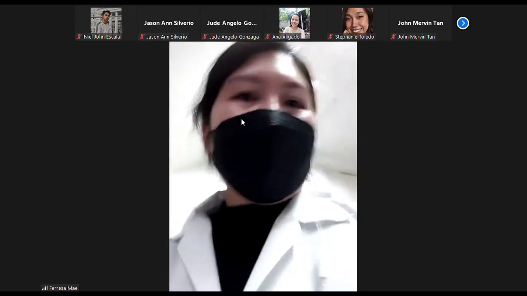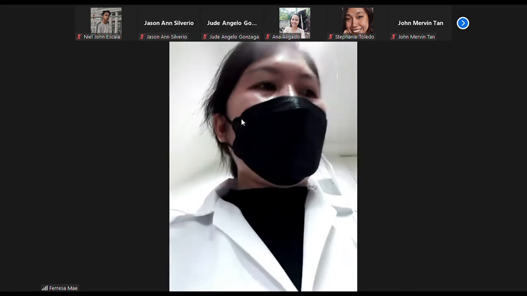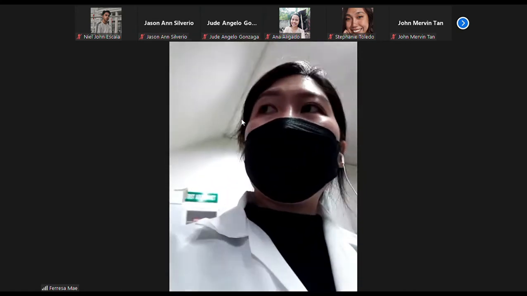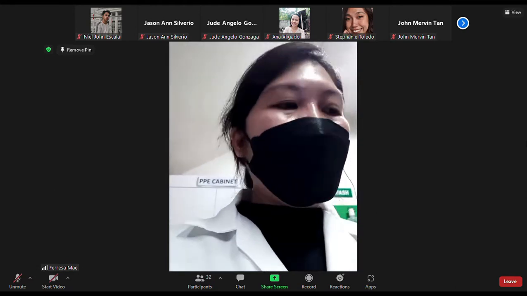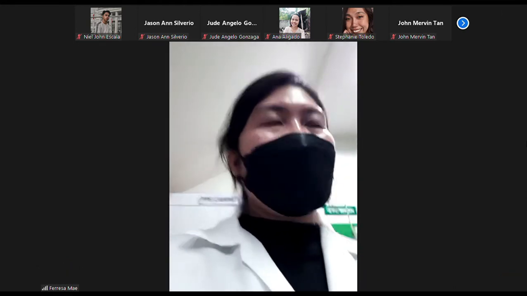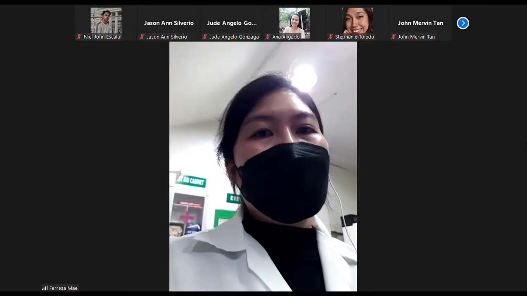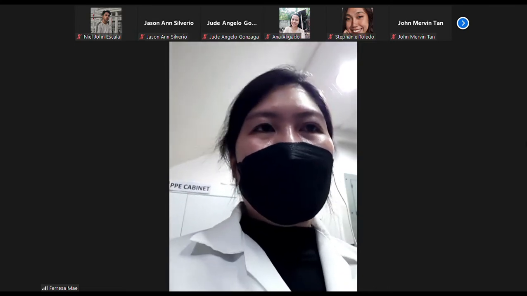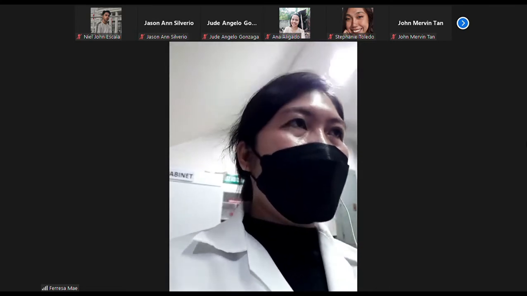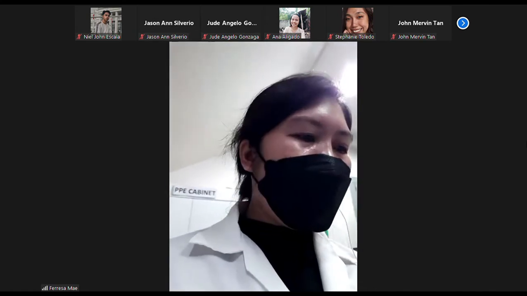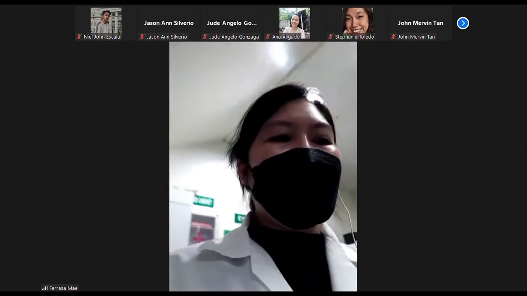So, ipakita ko sa inyo kung paano magkuha ng moisture sa food using a rapid moisture analyzer. Kung mag-drying method tayo using oven, medyo dugay siya. It's a lengthy process. Takes 1 to 6 hours para matapos. So, we will use the rapid moisture analyzer.